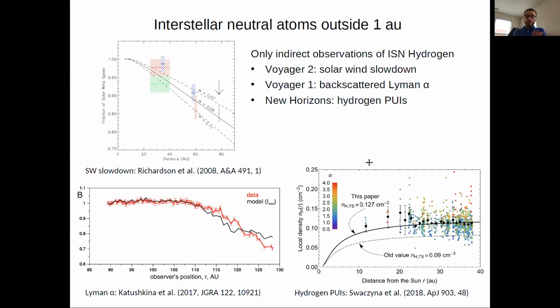And what we can see here in this figure is that so far we thought, for example, that its density is 0.09 after being filtered in the outer heliosheath, but now with this new value, it's 40% higher. So this is showing how important it is not to observe very close to the Sun, where this is modulated by the solar wind, but to go outside, farther away from the Sun.